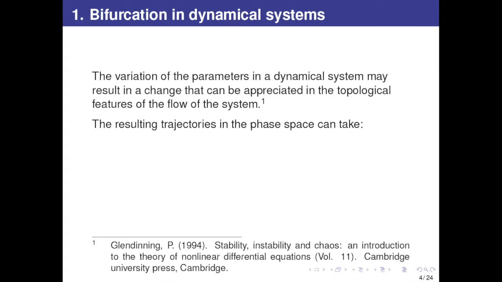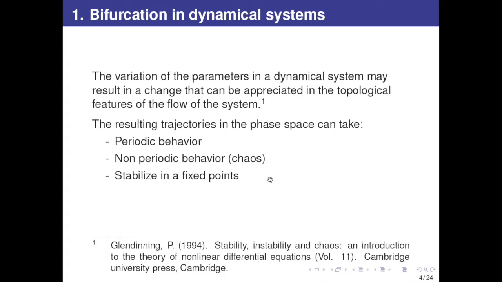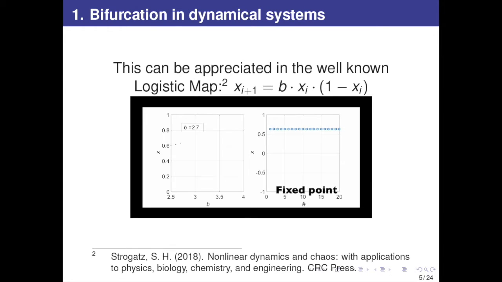The bifurcation in a dynamical system can be understood as the variation of the parameters of the dynamical system that may result in a change that can be appreciated in the topological features of the flow of the system. The resulting trajectories in the phase space can take either periodic behavior, non-periodic behavior or chaos, or even stabilizing fixed points. A good example of a bifurcation can be observed in the well-known discrete logistic map.